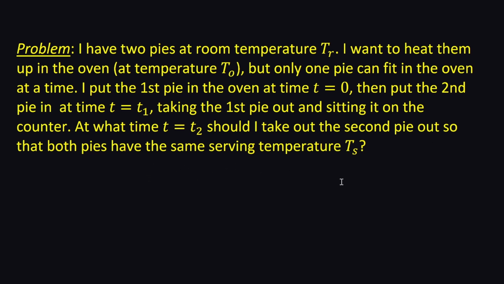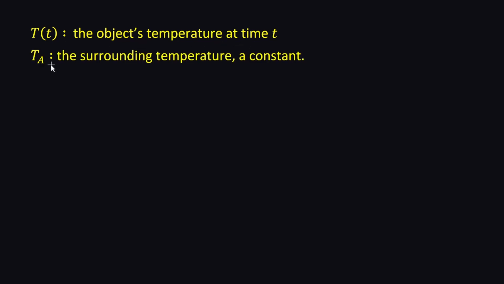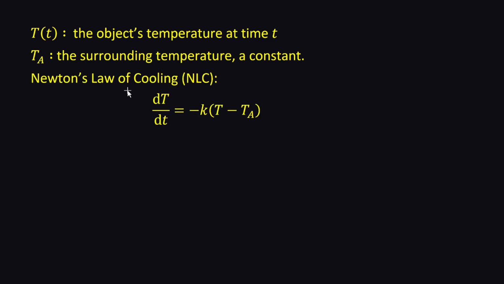To solve this problem, we will use a model called Newton's law of cooling. This is what the law says. Let big T of little t be the object's temperature at time t. Then we let Ta be the ambient temperature, that is the temperature of the surrounding environment of the object, and Ta is treated as a constant. Newton's law of cooling is given by the following differential equation. It says dT over dt is minus k times (T minus Ta). Here k is a positive constant.